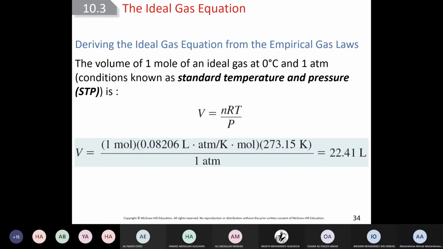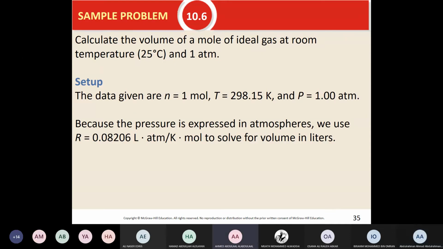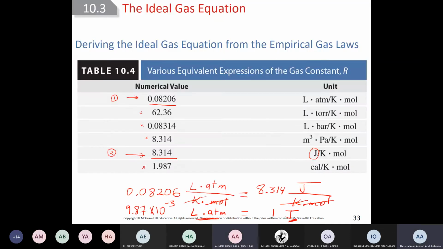Good. Next. So, Doctor, we need to memorize these numbers, right? No, don't memorize any number. These two numbers are available in your periodic table. Look at your periodic table. Do you have your periodic table with you? Yes, okay. If you don't know this number and you need it, then convert it by this method. Same thing. Good.